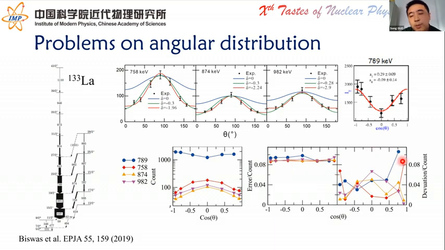A similar story happens with the deviation between the curves and the experimental points. With the best statistics, the 789 is expected to have the smallest deviations, but in fact, no.